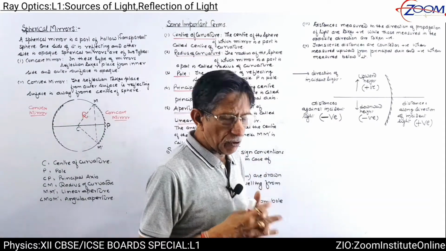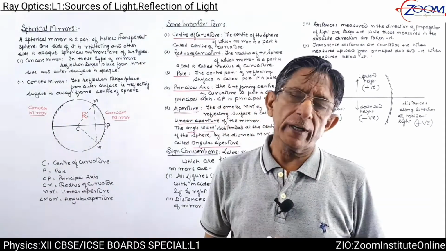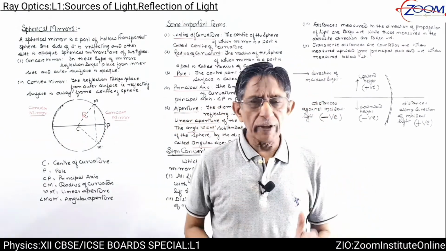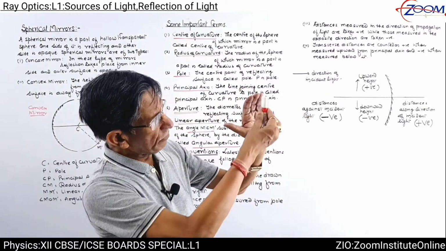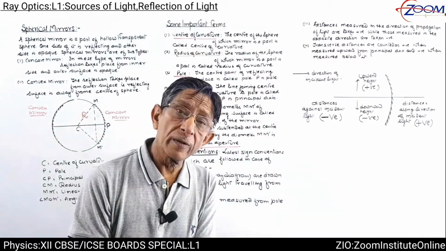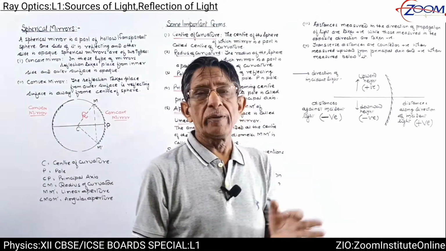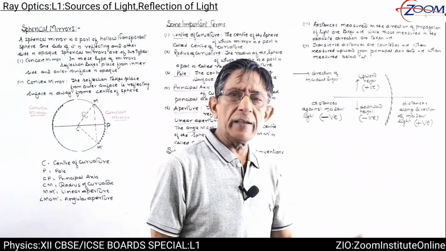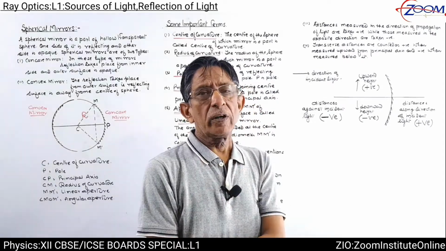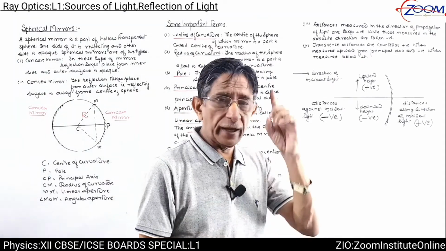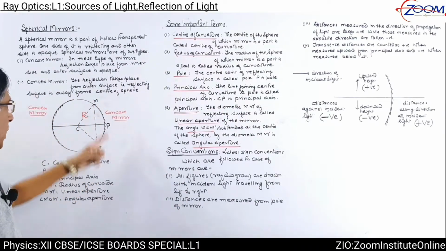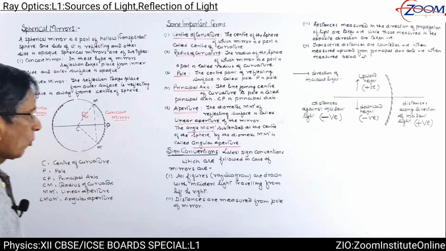Number 5 is your aperture. Aperture is basically of two types. One is called linear aperture and one is called angular aperture. Suppose this is a reflecting surface and this is a diameter, then the diameter of the reflecting surface is called linear aperture. And this diameter subtends an angle at the center of the sphere, then that angle is called angular aperture. In the diagram shown to you, MM dash is linear aperture and angle MCM dash is called angular aperture.